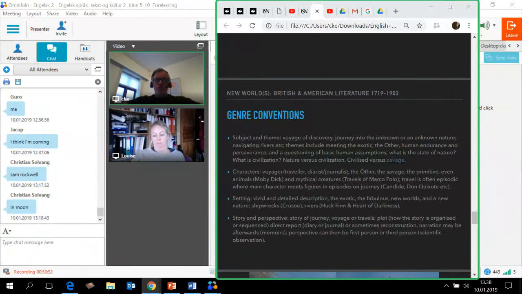The setting, of course, reflects initially the exotic, often the fabulous, and the new worlds in the title of this lecture, let's say, or module, and a new nature. Other settings, of course, that are important that I could point to are shipwrecks, rivers, and it should say islands, of course, after that. My mateys.